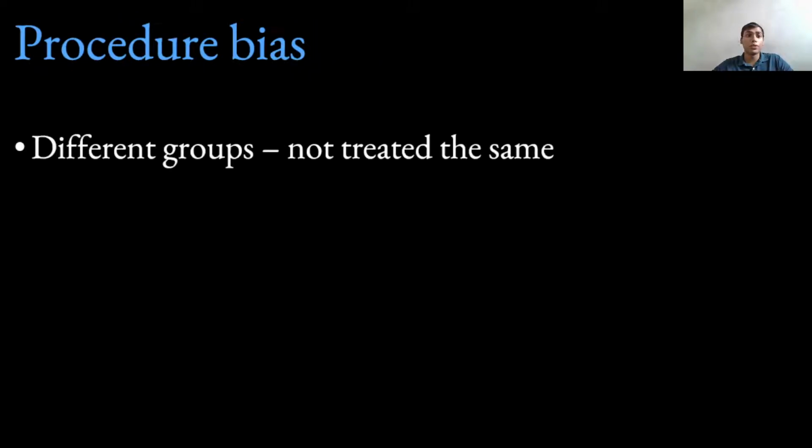The third type of bias which can occur while performing the study is known as procedure bias, in which subjects in different groups are not treated the same. For example, patients in a treatment group spend more time in highly specialized hospital units than the control group.